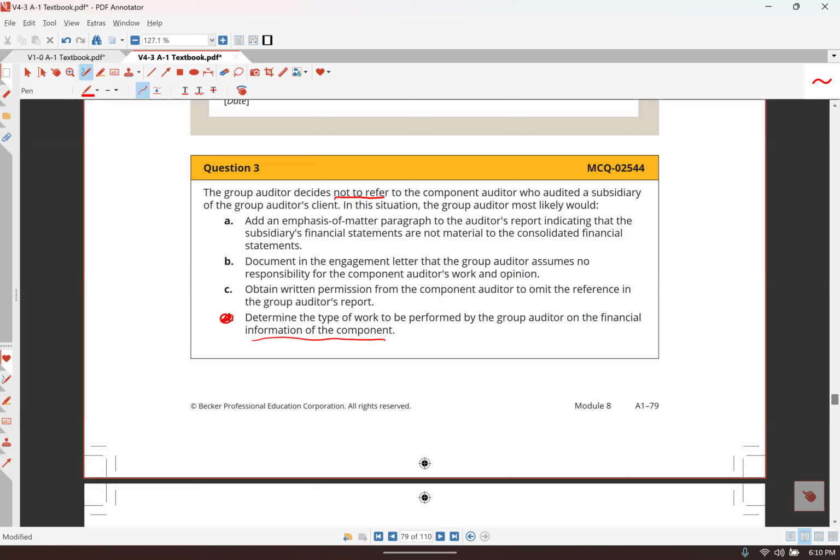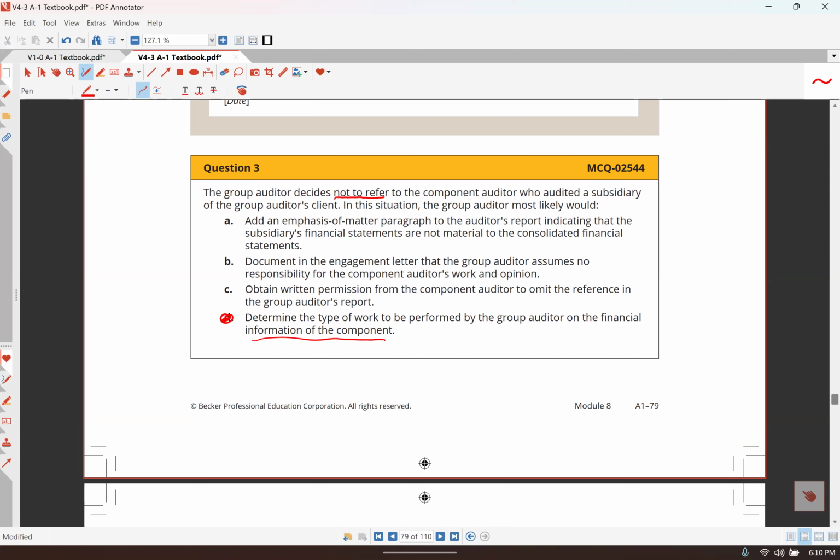Did some folks pick what was, now I forgot. Some people picked what? C for some reason? B, Professor. No, D, B. Document in the engagement letter that the group auditor assumes no responsibility for the component auditor's work.